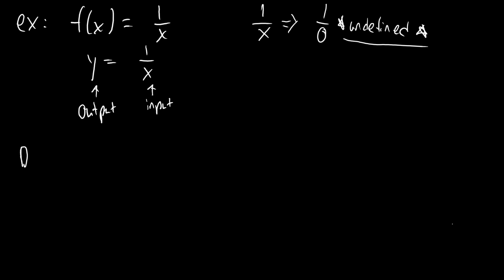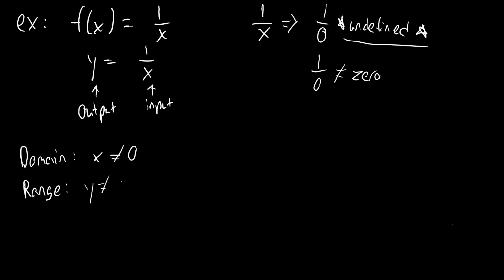So what do we say for a domain? All we say for our domain is x cannot equal 0. Okay, what about our range? What about our y values? What's the set of all possible y values? Well, we'll never hit 0 because 1 over x does not equal 0. So we'll never have a chance to actually hit 0. So this will be y cannot equal 0. And this is saying our domain and range are all real numbers except for 0.